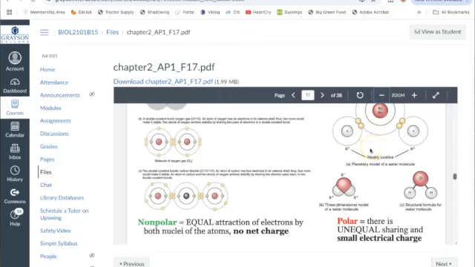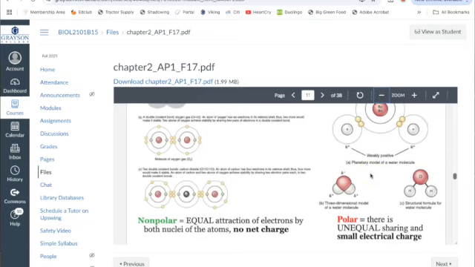And polar means they are sharing, there's an unequal sharing. There's a little bit of electrical charge difference, okay, not completely the same.